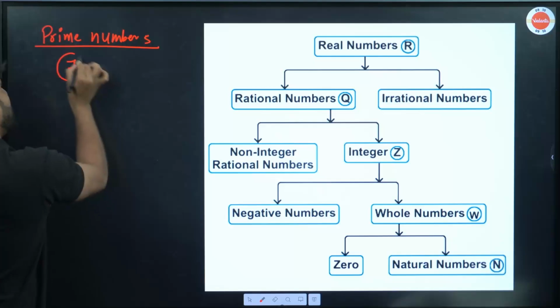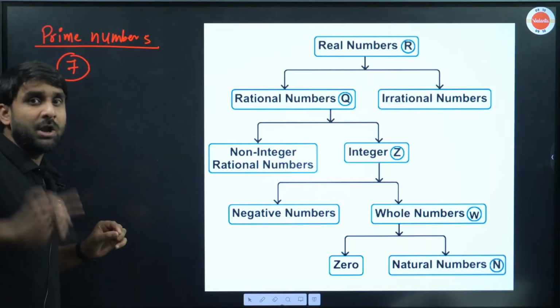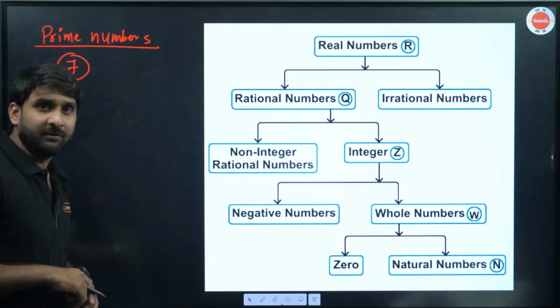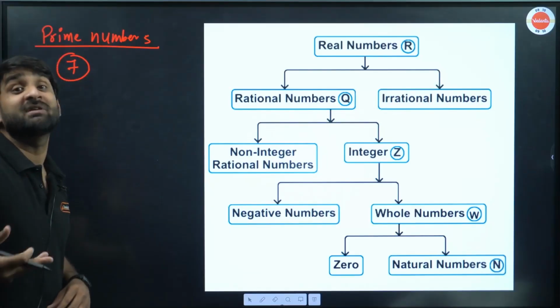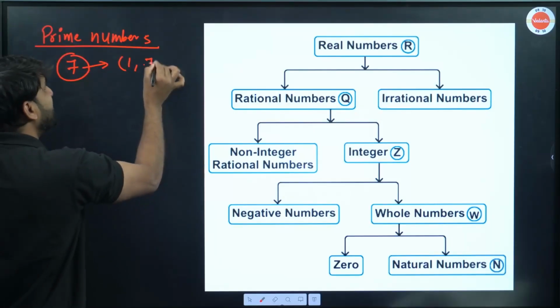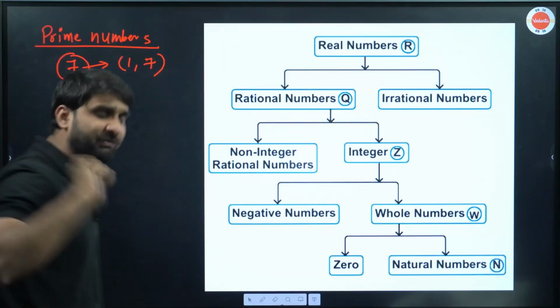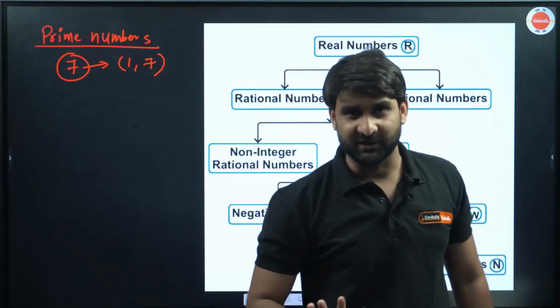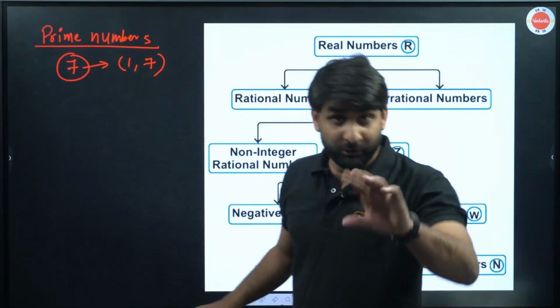I mean, if I ask you one question, my dear champion, I'm having 7 number here. Now I'm asking you, by which numbers can 7 be divided? How many factors does 7 have? So 7 can be divided by 1 and 7 itself. There are only 2 factors. So 7 can be divided by only 1 and 7 itself, so 7 is a prime number. Are you getting my point?